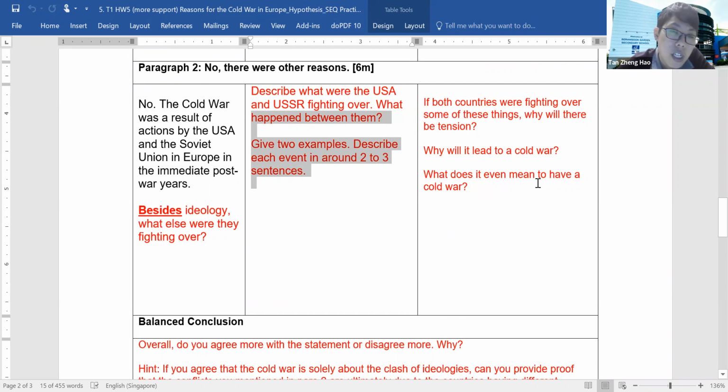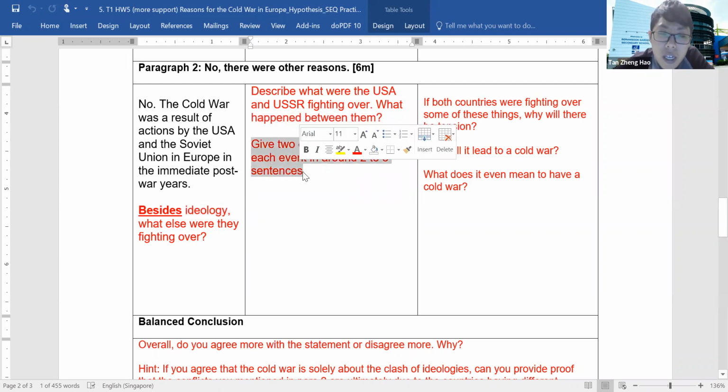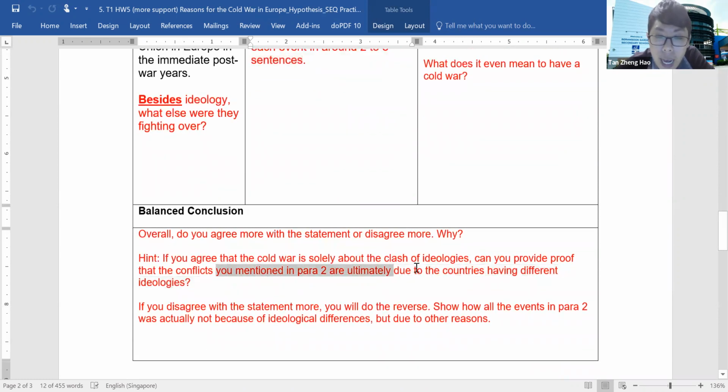In other words, why did the USSR have to fight with the USA over influence in the first place? Is it because they have different ideologies? They are in two different groups, two different alliances. That's why they have to fight for influence. What I'm trying to say is, if you can prove that ultimately all the things they're fighting for, whether influence or territories, are caused by a difference in ideology, then you can safely agree that the Cold War is solely about a clash of ideology. That means you link it all back to the difference in ideology. This is the root of the whole problem. Then you can say the Cold War is about this clash of ideology.